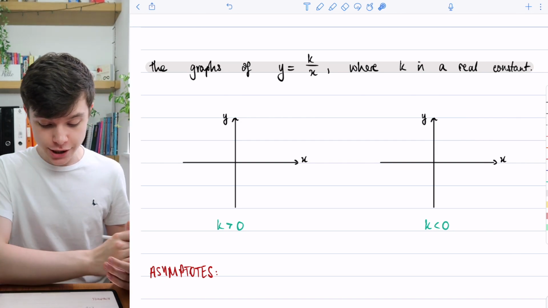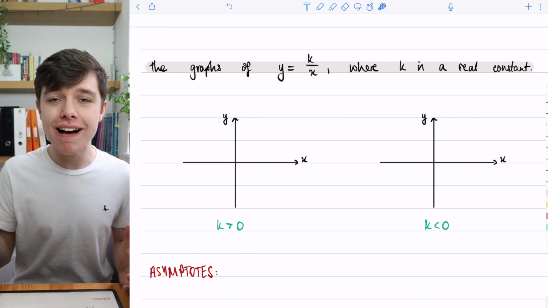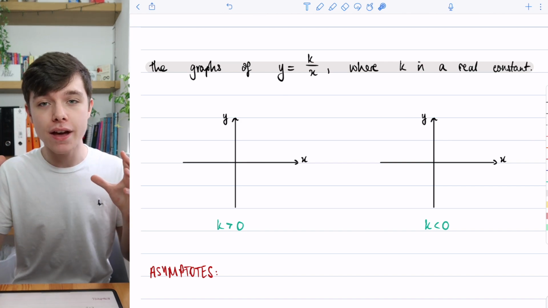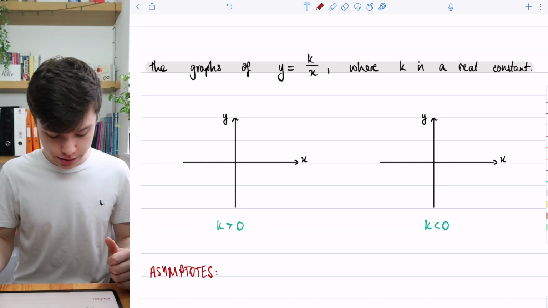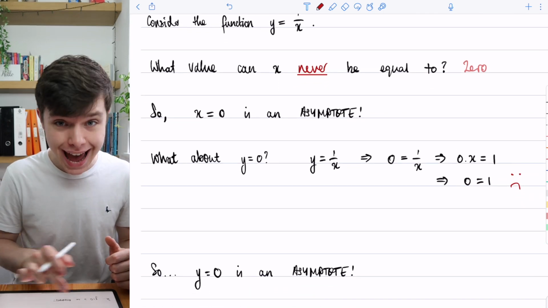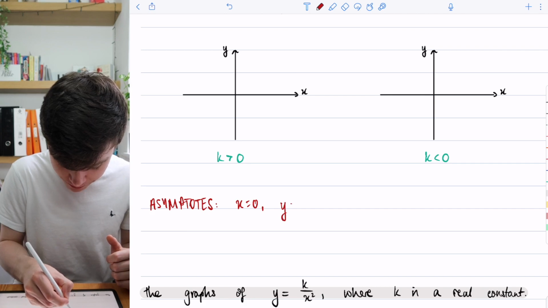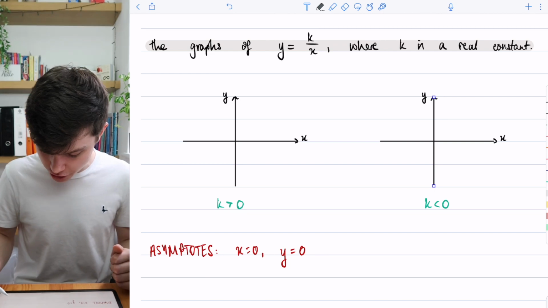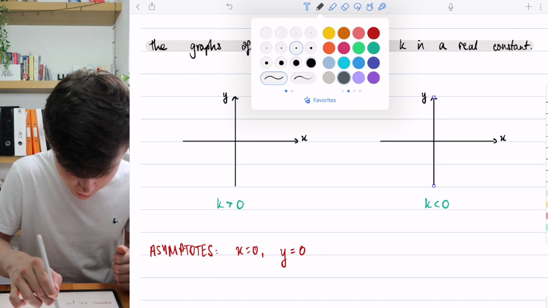But I'm going to sketch when y is equal to k over x. If we have a larger value of k, our graph just looks a little bit bigger. It's further away from our asymptotes. Now I've got a reminder at the bottom here to sketch our asymptotes first. The two asymptotes were y is equal to 0 and x is equal to 0. So it's the two axes. x is 0 and y is 0. Okay? So let's put those on. We'll do them in a thick grey. Let's just make that a little bit thicker.